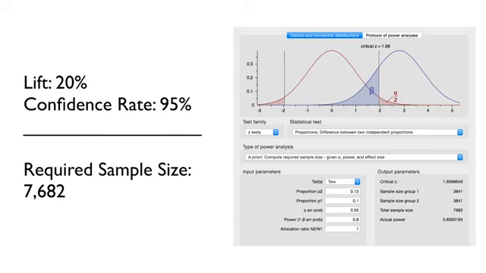Okay, so here's an example of a split test, a potential test that could occur, where it's a 20% lift at a 95% confidence rate. The required sample size for this is 7,682 people.